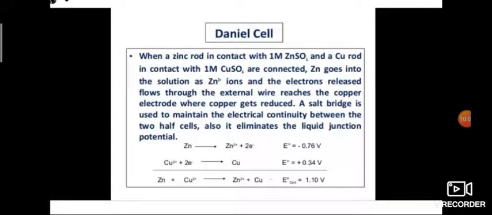So, in the electrochemical series, what do you mean by the electrochemical series? It is a series of elements in which elements are arranged in decreasing order of their reduction potential or increasing order of their oxidation potential.